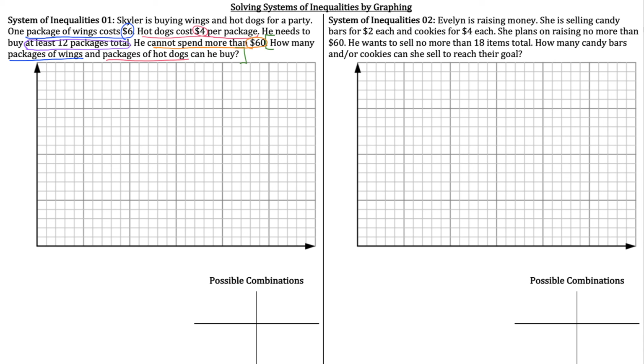So let's outline these. X is, we'll move it up a little bit, the number of hot dog packages.